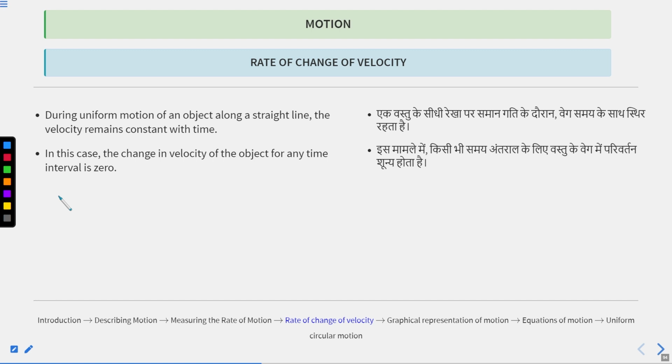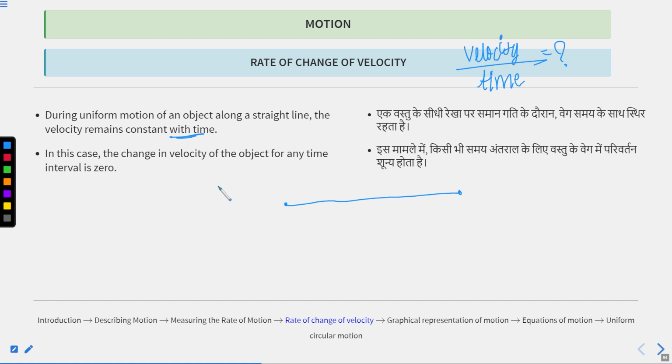Is it clear, class? With that, our velocity part is completed. Now we are going to study another thing, which is rate of change of velocity. Rate of change of velocity means change in velocity divided by time. During uniform motion of an object along a straight line, the velocity remains constant with time. During uniform motion, it means a straight line motion in one direction, the velocity remains constant with time.